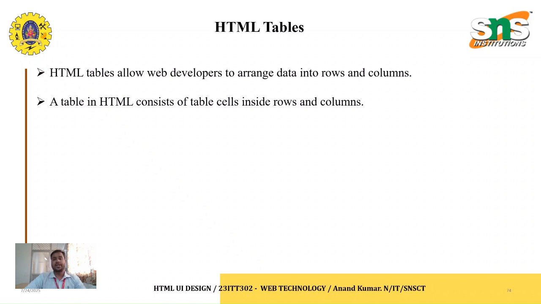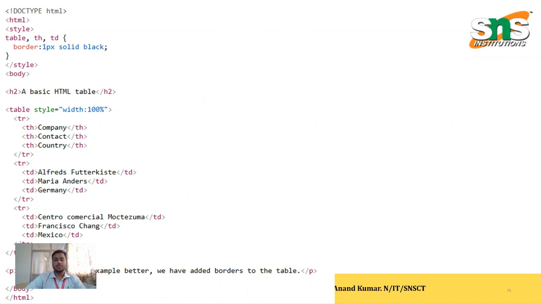HTML tables are a very interesting feature, and an HTML table is a format which will be used by the developers to arrange data into rows and of course the columns. To be noted, HTML consists of table cells which are arranged as rows and columns.